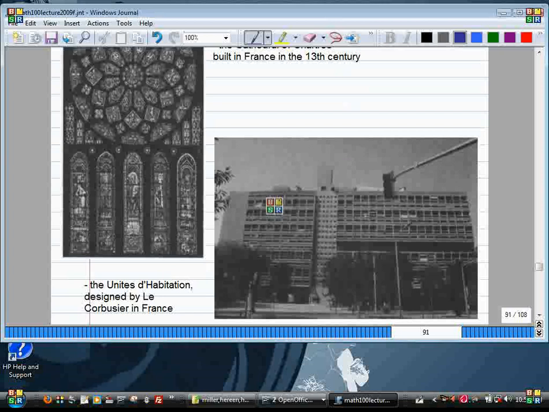Now, Le Corbusier, as you might be able to guess because it's so obvious, actually designed his building using the golden ratio completely intentionally. You can see that strip down not quite the middle of the building. He did that on purpose. He did that to highlight the inclusion of the golden ratio into his design.